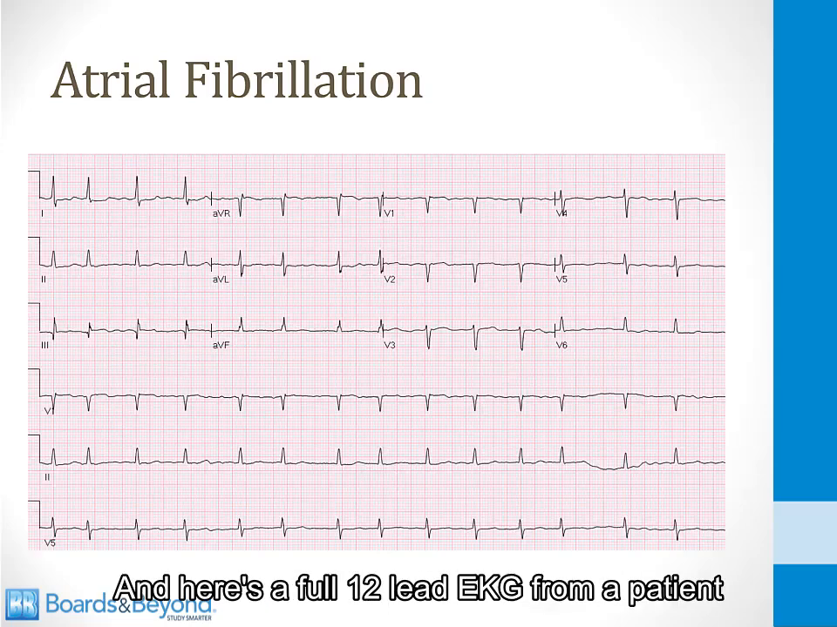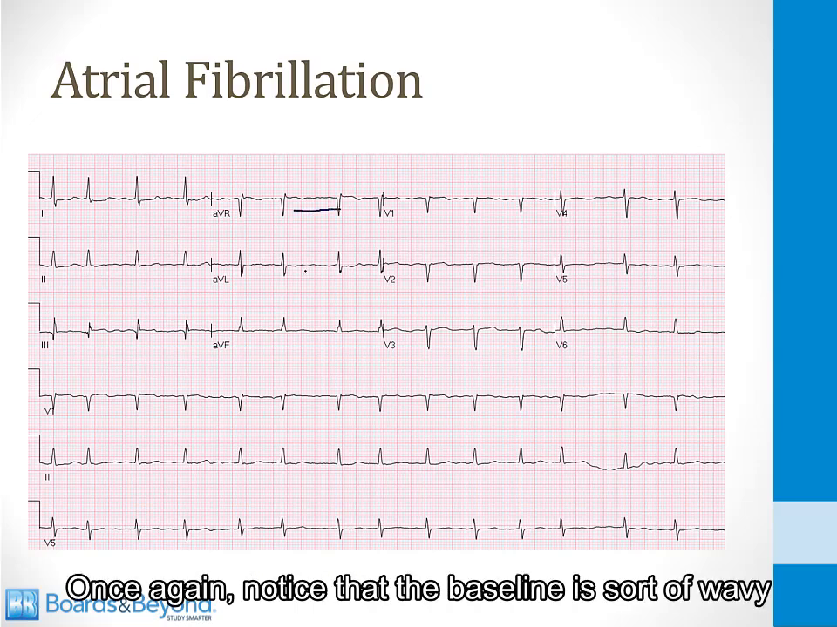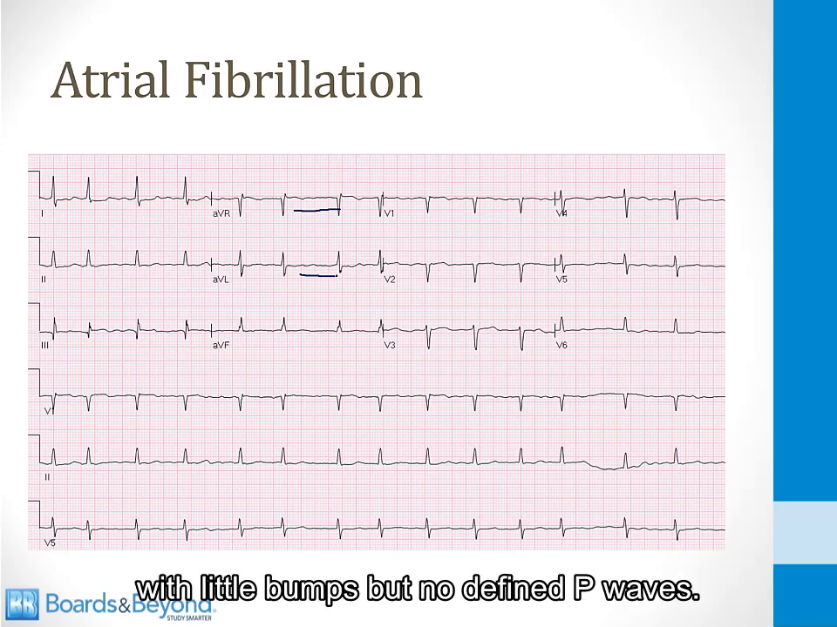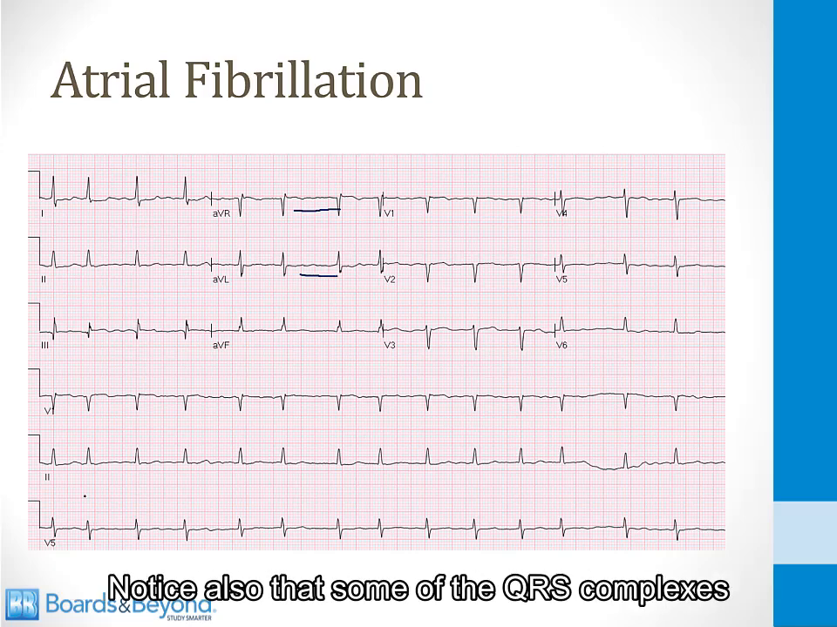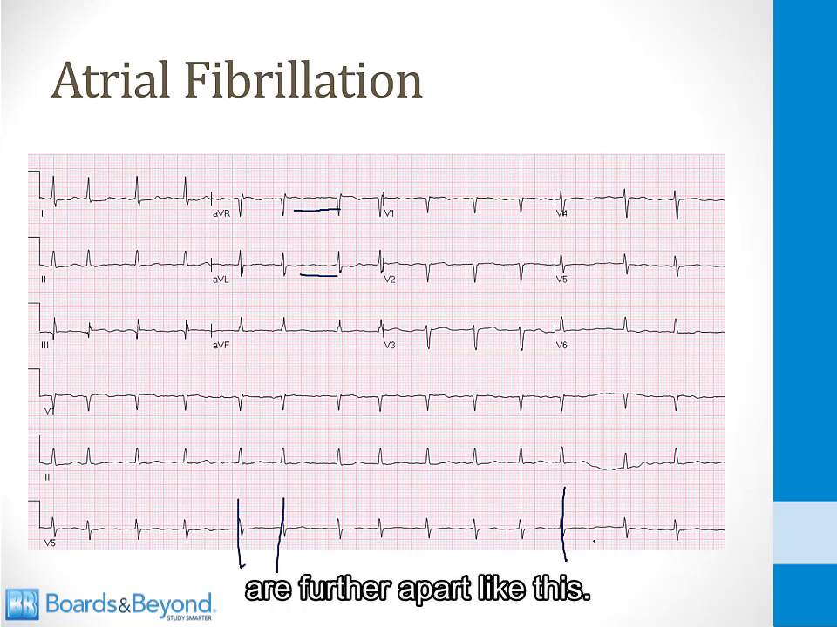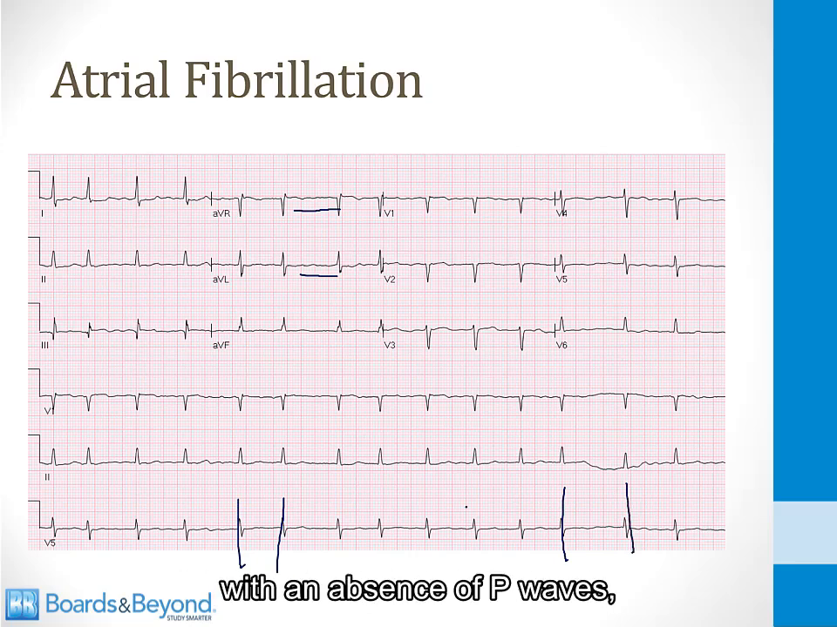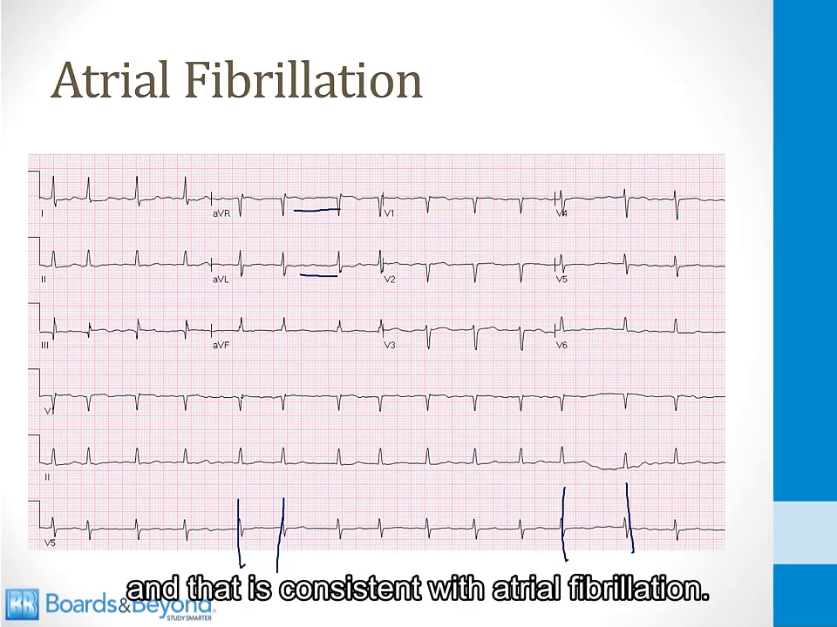And here's a full 12-lead EKG from a patient with atrial fibrillation. Once again, notice that the baseline is sort of wavy with little bumps, but no defined P waves. Notice also that some of the QRS complexes are relatively close together, like these two. Others are further apart, like this. This is an irregularly irregular rhythm with an absence of P waves, and that is consistent with atrial fibrillation.